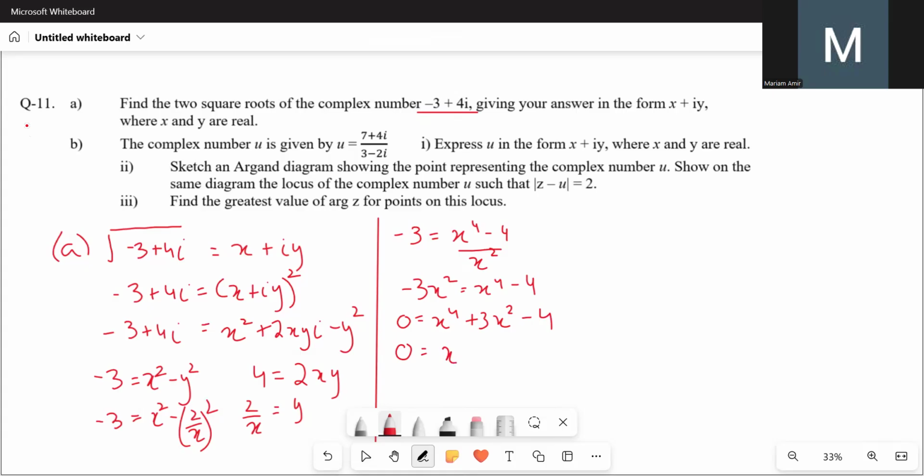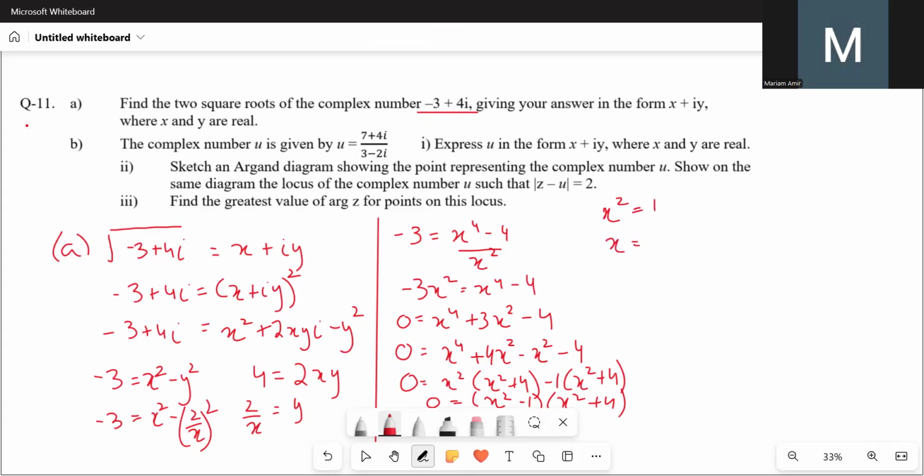We can use hidden quadratic equations here. 0 equals x power 4 plus 4x squared minus x squared minus 4, that's middle term breaking. Take x squared common, so x squared plus 4. Take -1 common, x squared plus 4. 0 equals x squared minus 1 and x squared plus 4. So we're getting x squared equals 1.